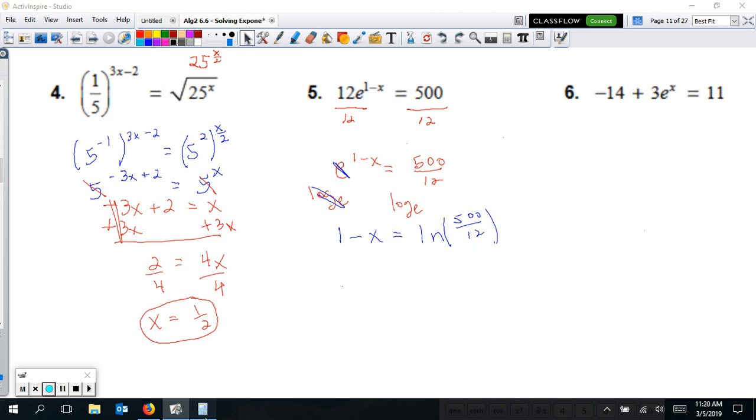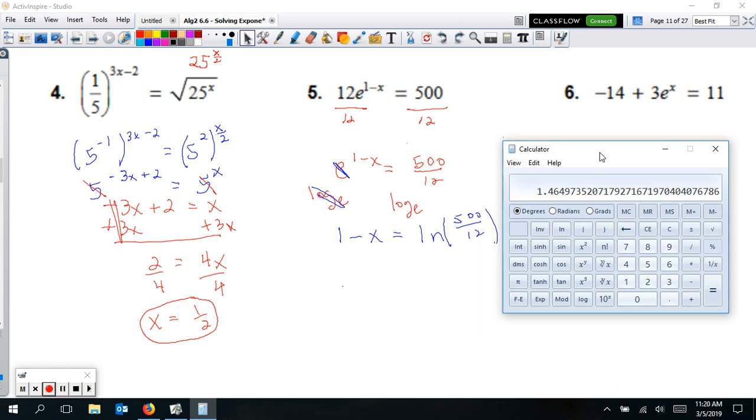We can use our calculator for that. So I'm going to figure out what this is here. So 500 divided by 12. Let's go ahead and clear. So 500. Remember, I've got to push the number in first, then hit my ln button, which is up on top here. So 500 divided by 12, and that will equal this 41.6 number.